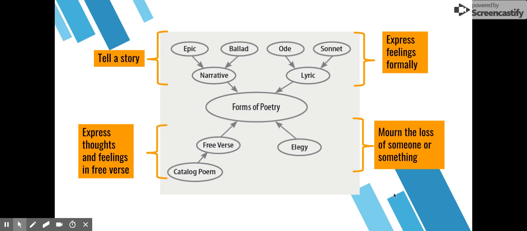There's different types of poetry. Things like those that tell a story would be narrative poems. There's free verse poems. Elegies are mourning poems. Lyric poems are kind of like songs. There's lots of different types of poems.